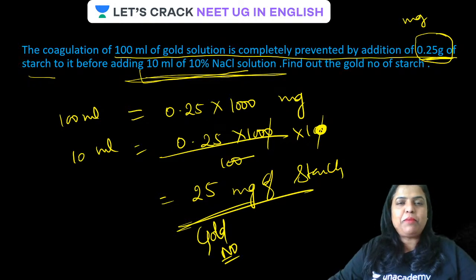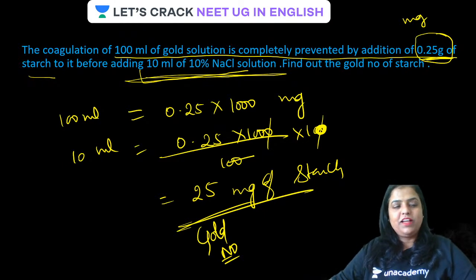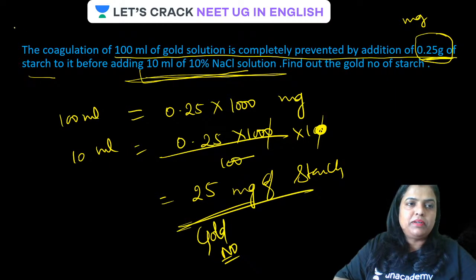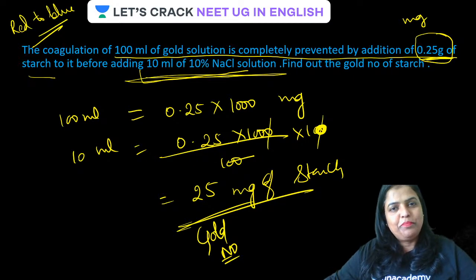Okay, guys, so be very particular. Gold number has always been asked. And one more thing, in NEET there was a question where the color change was also asked. The color changes from red to blue. Always remember, the color changes from red to blue. Okay, guys, red to blue.